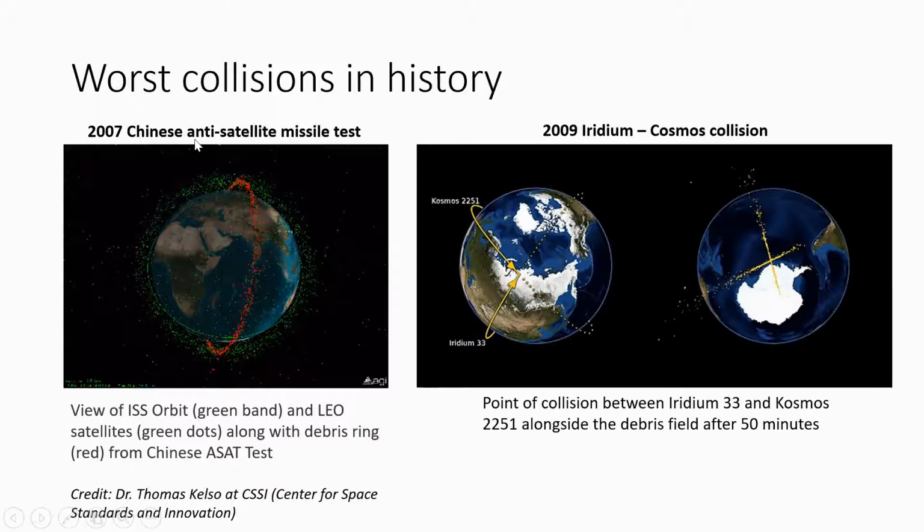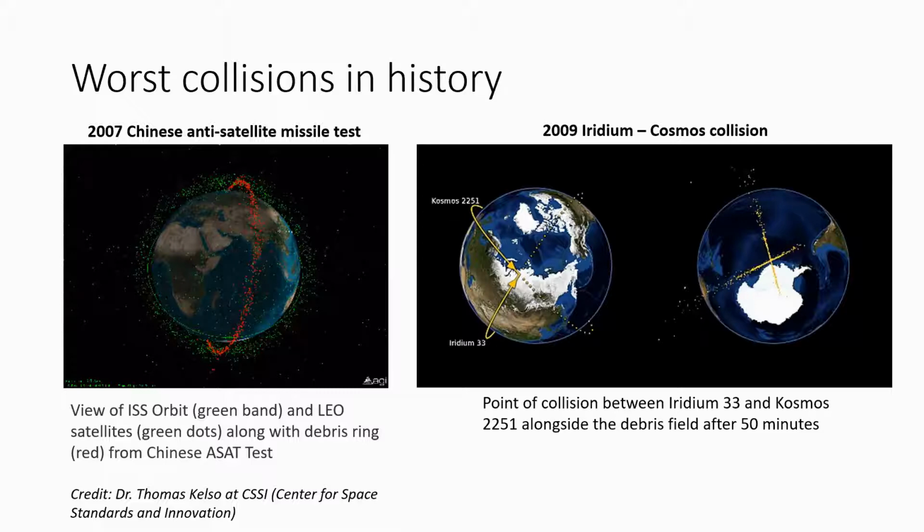And by the way, at the time in 2007, this anti-satellite missile test created more orbital debris than any other mission had before it. So it was the most serious collision, though not an unintentional one. It was the most serious event that created tons and tons of debris.